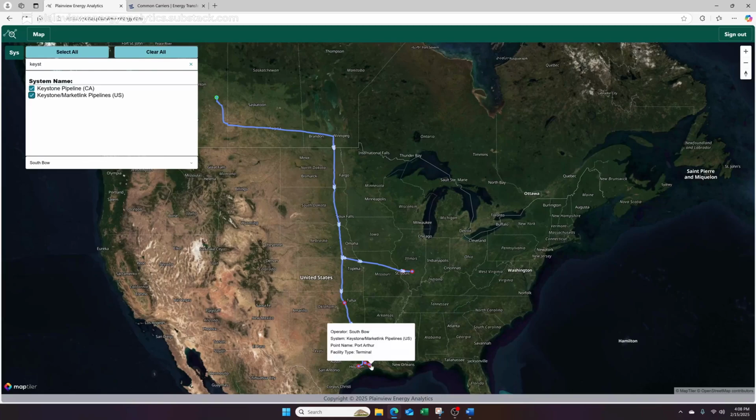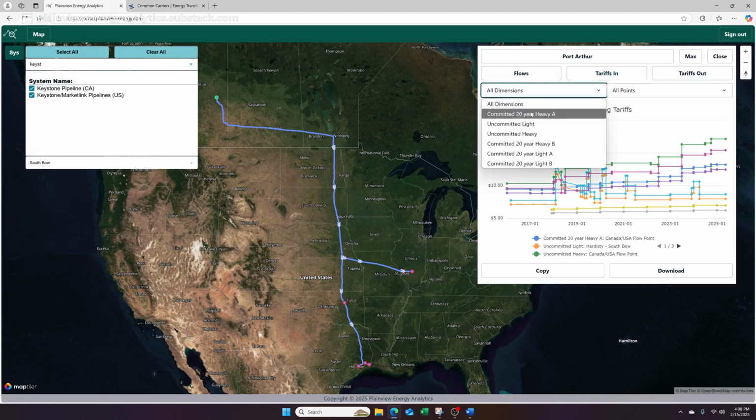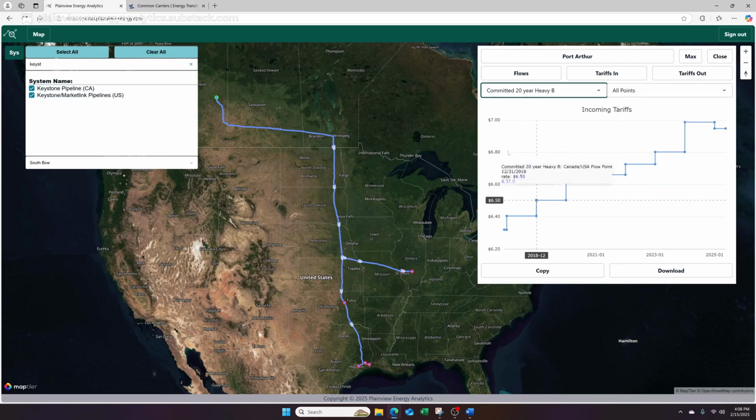So if we look at Keystone rates, existing rates for Keystone into this area, let's just choose the committed 20-year. Let's do the B. There's an adder on this. This tariff rate is just from the international border down to here. There's about a $1.50 tariff to get from Hardisty to the international border. So you're looking at about $8.59 to get to the Gulf from Hardisty on a committed tariff rate on Keystone as well.